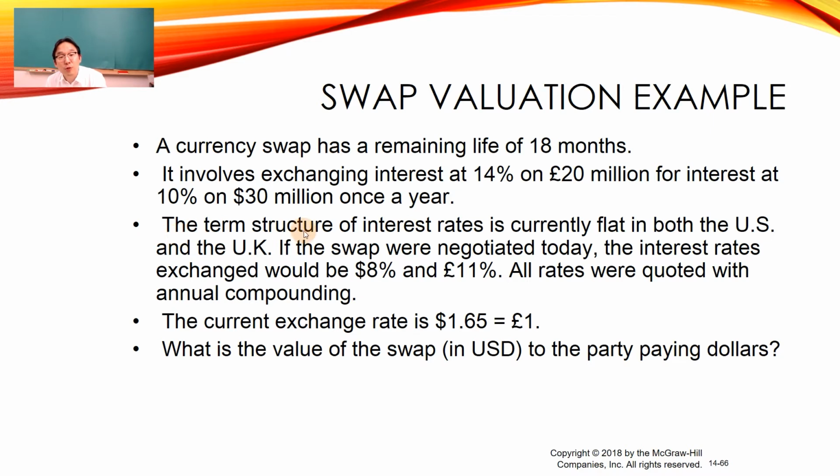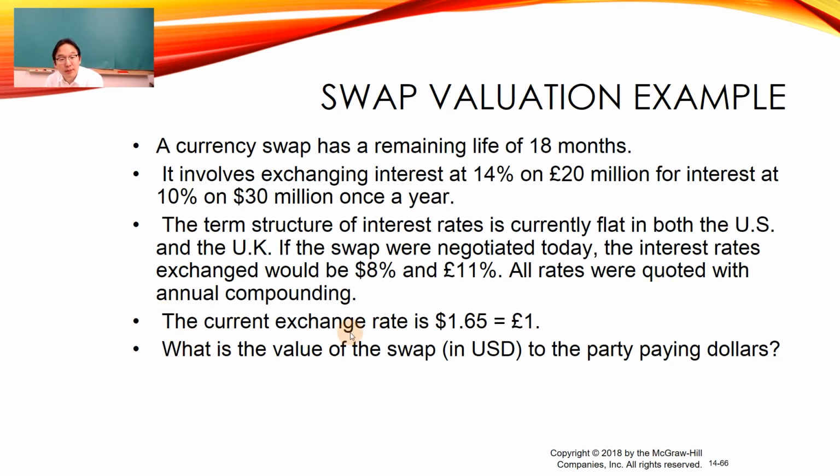Now the term structure of interest rates is currently flat, okay? But why is that the case? Because the remaining life is 18 months, right? The tenor is 18 months, not the maturity itself. The tenor, the remaining maturity. Then the term structure of interest rates is currently flat in both the US and the UK. If the swap were negotiated today, the interest rates exchanged would be 8% and 11%. All rates were quoted in annual compounding.